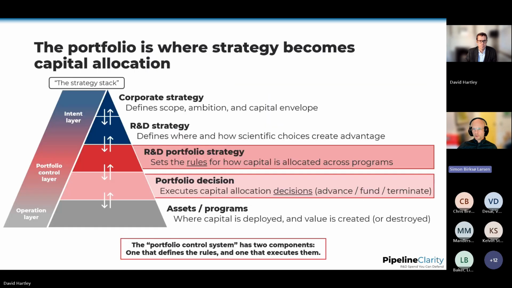And just as a reminder, we have what we call the intent layer. What is the overall direction of the company, of the R&D organization? And then we have the portfolio control layer. So that's where we translate from the intent layer to the portfolio layer and further down to the operational layer. And today we'll be focusing on this portfolio control layer, and of course making sure it's connected upwards and downwards in this pyramid framework we have here.